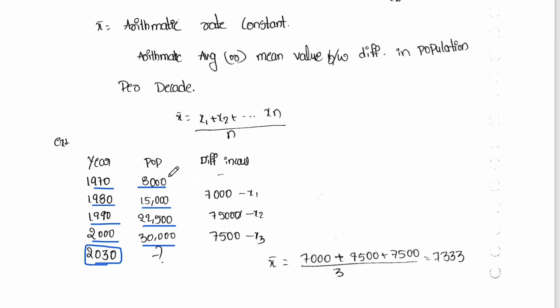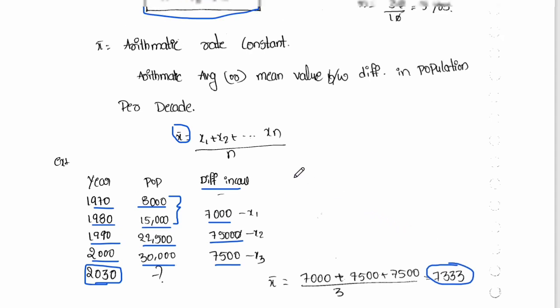Now we find the difference between these values. 15,000 minus 8,000 gives 7,000, which is the increase. Then 22.5 minus 15 is 7.5, and 30,000 minus 22.5 is 7,500. Now we find the X bar value, the average arithmetic rate: x1 plus x2 plus x3 divided by 3. The average value is 7,333, so this is X bar.